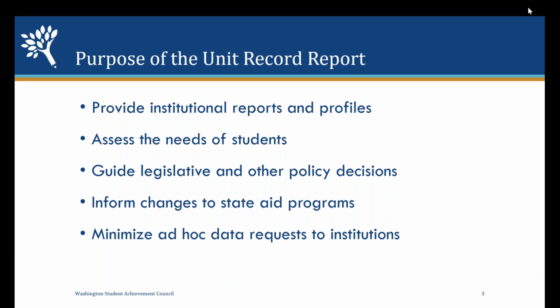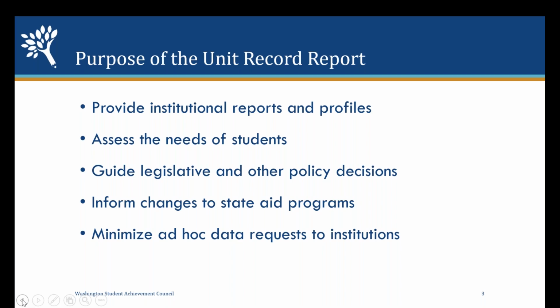So let's talk a little bit about what the purpose of the Unit Record Report is. Just so you have a little bit of historical background, this is the 51st year of the Unit Record Report. It's the same age as the Washington College Grant Program, which you all know as the previous State Need Grant Program. What the Unit Record Report does for us and you is it provides institutional reports and profiles so we can do institutional comparisons across the state. It measures the needs of our students, and this information actually guides legislative and other policy decisions. We have inquiries from agencies across the state that want information on how state financial aid funds are being used at our institutions. So this is really important information that we provide to the legislature and to other agencies.